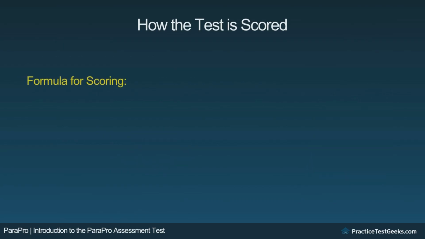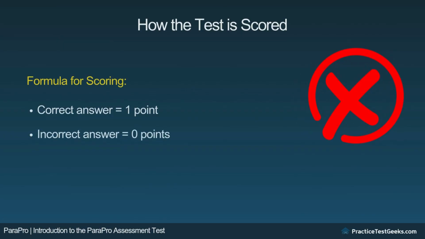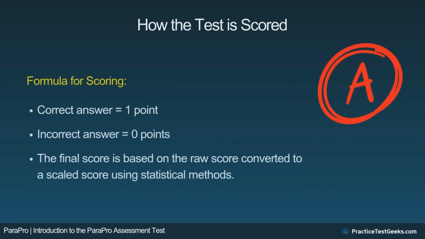Formula for scoring. Correct answer equals 1 point. Incorrect answer equals 0 points. The final score is based on the raw score converted to a scaled score using statistical methods.